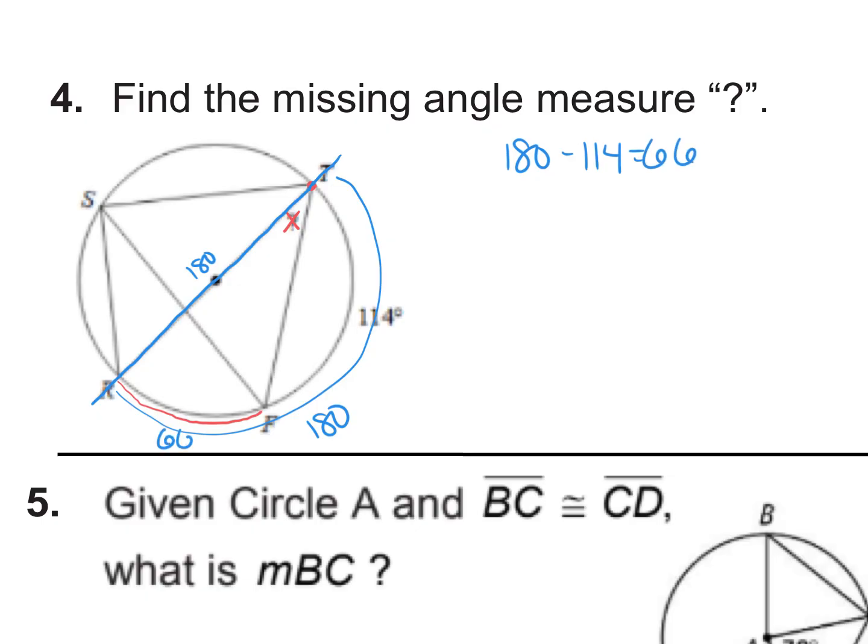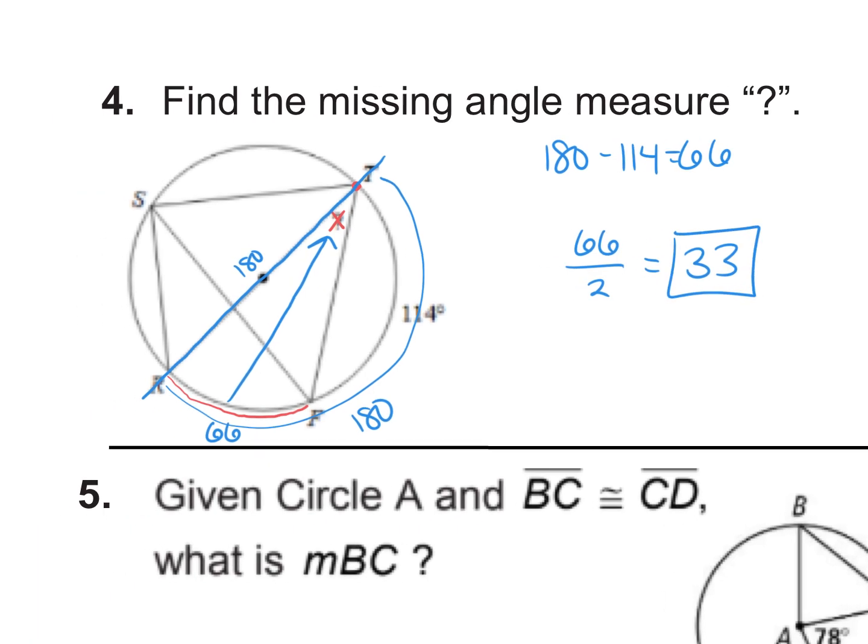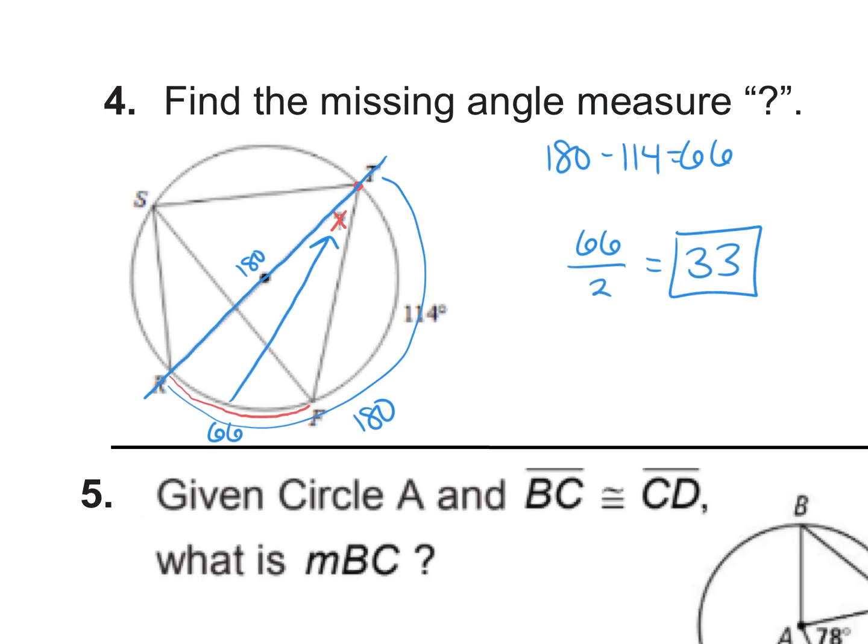66. So now that I have its arc measure, how do I find its inscribed angle measure? Divided by 2. Yes, 66 divided by 2 is 33. Okay. What piece of information did I need to know, or else I couldn't have solved this? 180. Yeah, we use the diameter here. You will use that multiple times. If I didn't have that, I wouldn't be able to solve this problem.